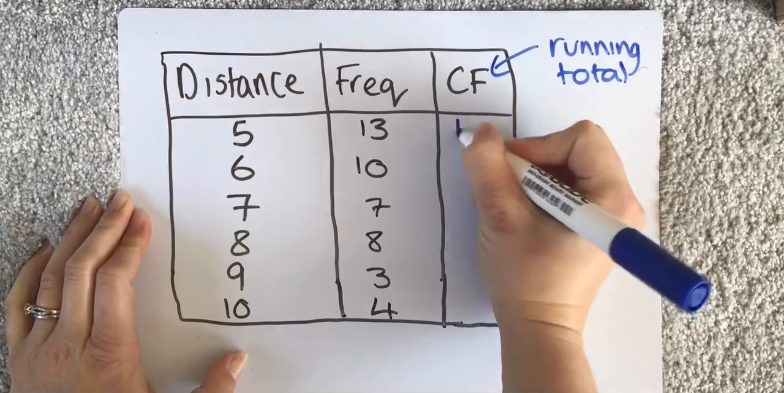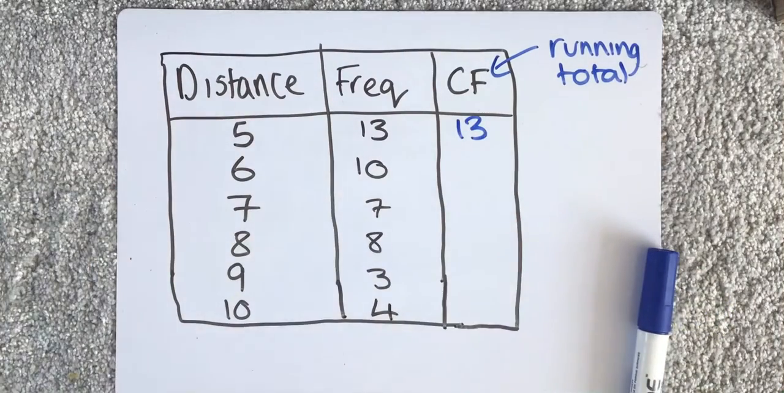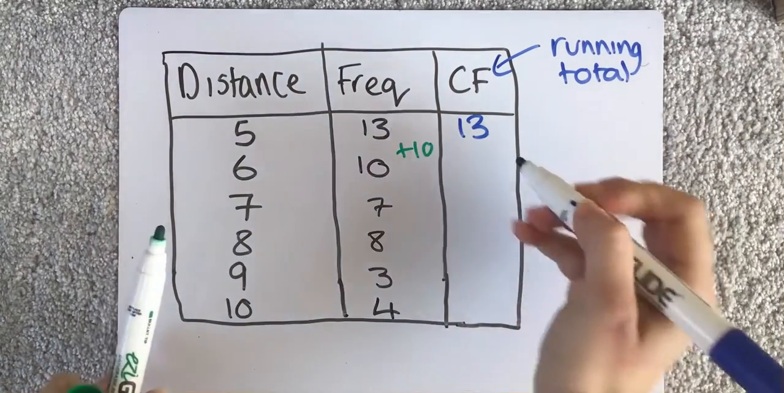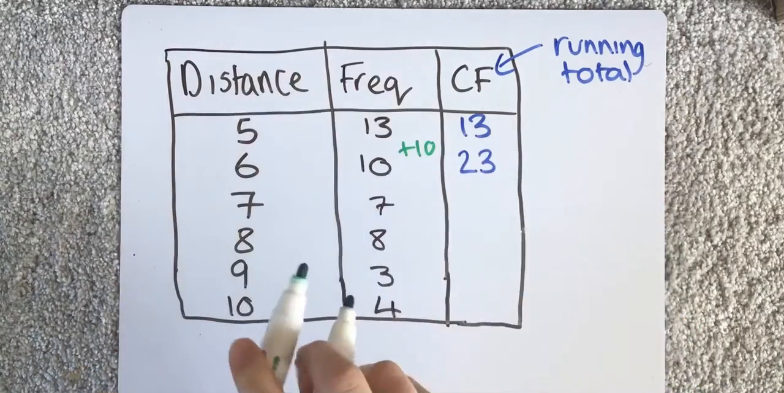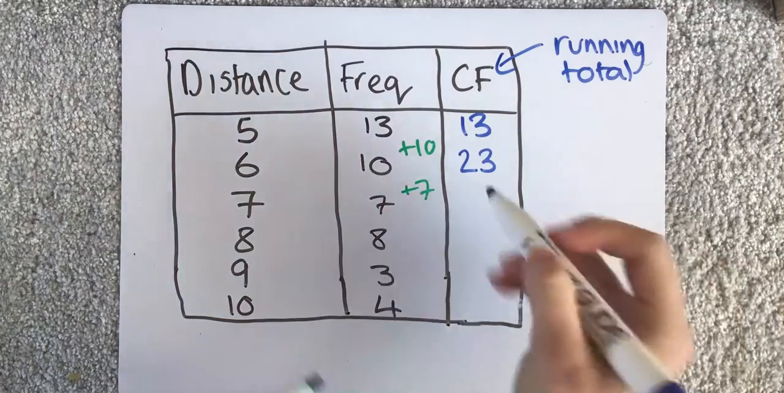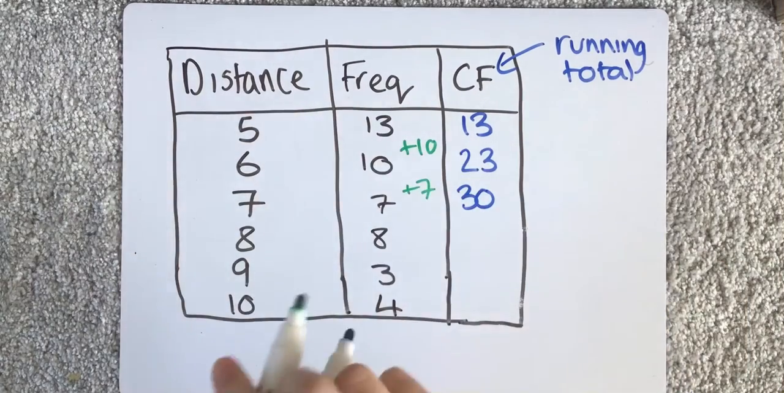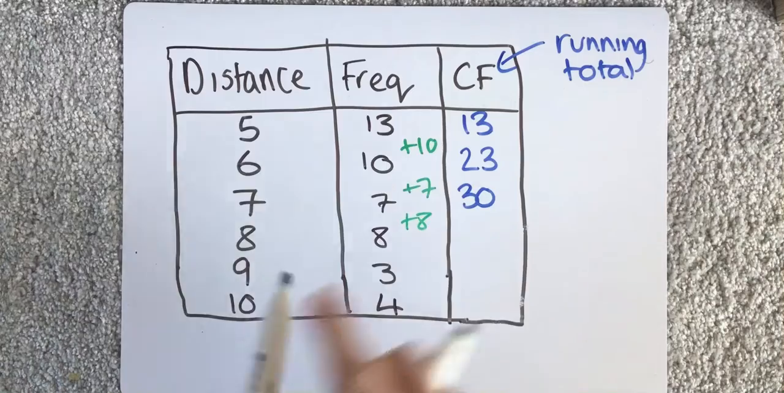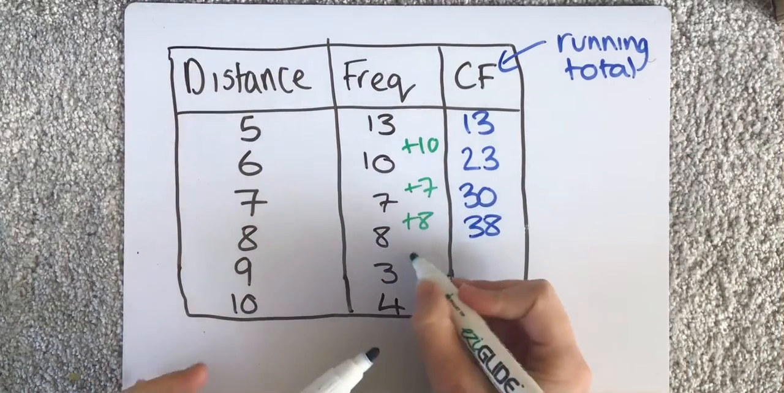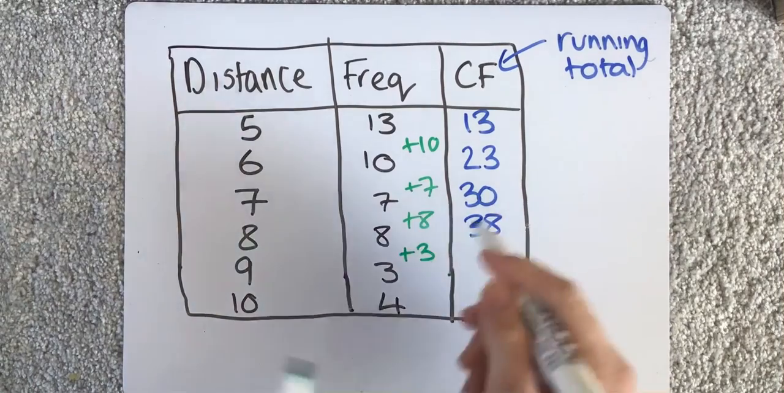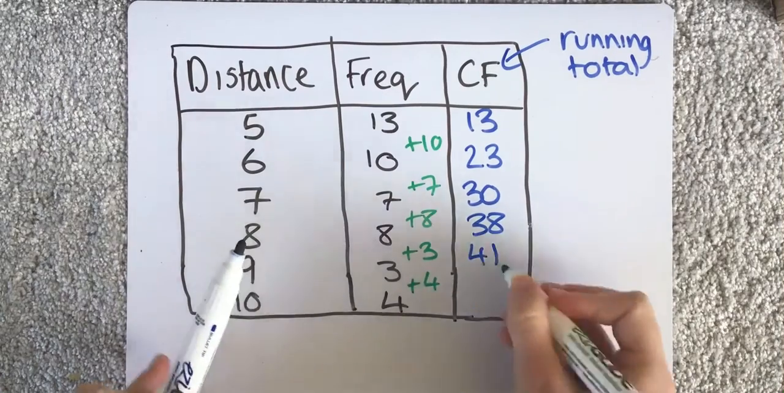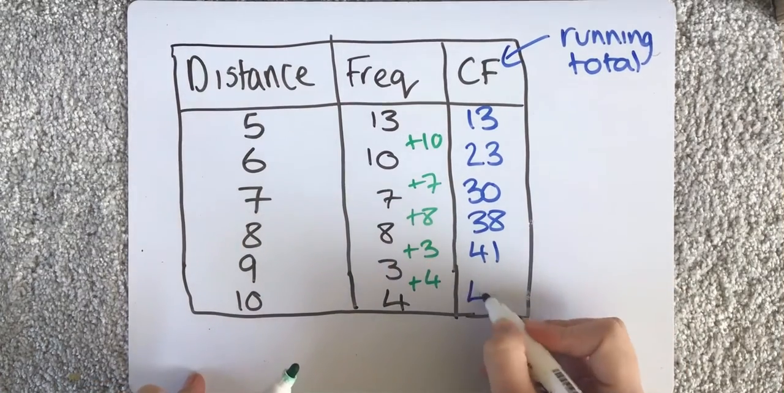So I start with 13. I'm then going to add on the 10, so 13 plus 10, I'm now on 23. Then I'm going to add on 7, so 23 plus 7 to get 30. I'm then going to add on 8, so 30 plus 8 to get 38. Then add on 3, so 38 plus 3 will give me 41. And then add on 4, and 41 plus 4 will give me 45.